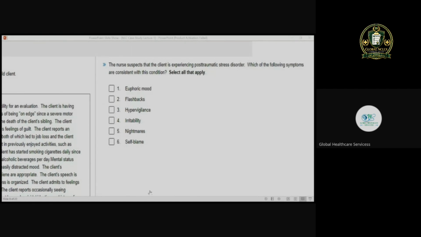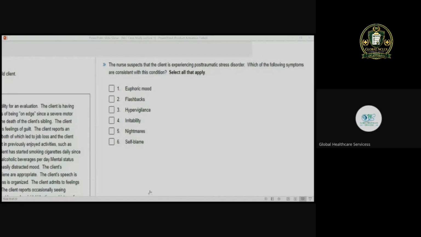Okay. First of all, we will discuss the first option, euphoric mood. Have you encountered anything in the patient history that your patient has euphoric mood? That your patient is happy, or has mania? Okay. No, ma'am.